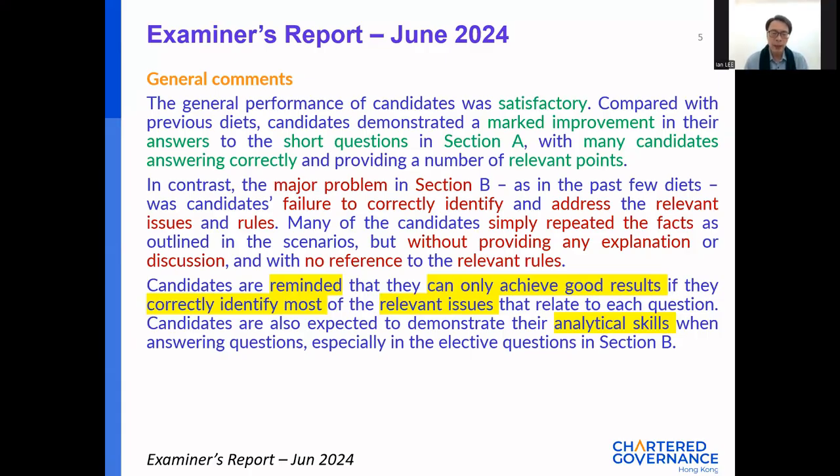So you will need to write a bit more than in Section A questions in order to score the marks. But if you are not able to identify correctly the issue at hand for that particular question, then no matter how much you write, you run the risk that you are not answering the question, and that's not what the examiner is looking for. So you may recall last time I said for the issue part, take a few more seconds, read the question again, make sure you really are addressing the relevant issue so that you are answering the question.